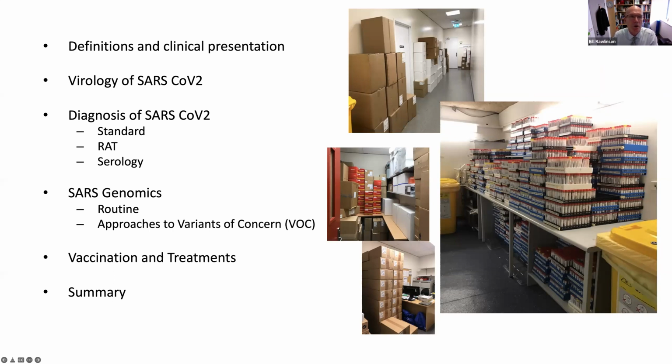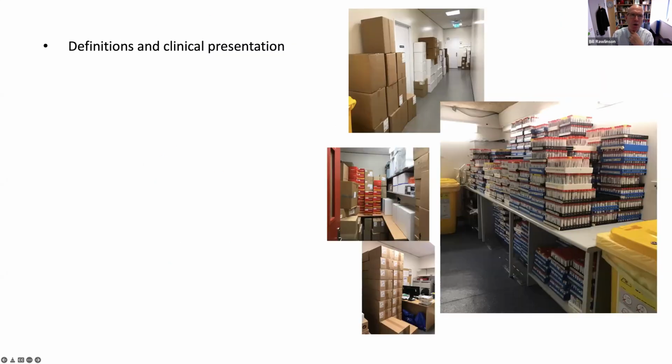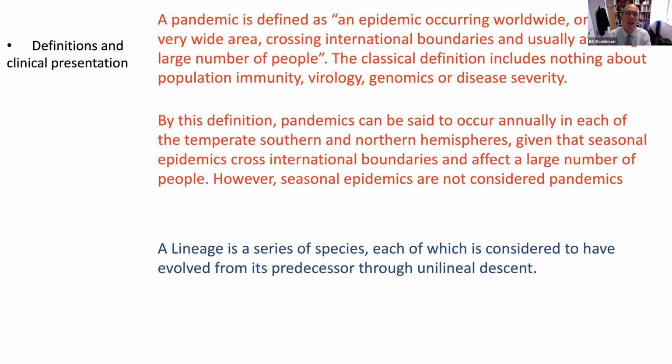So one of the things that's quite important at the start is to talk about definitions. We talk about a pandemic a lot, but really the definition of a pandemic is quite broad. The fact that it crosses international boundaries, the fact that it affects every continent is often used as a pandemic definition. And so really that's what we use. It's quite a broad and simple definition. But bear in mind that things like the virology, the genomics, the disease severity, how immune the population is, none of those really inform pandemics. It's really just involving every continent and lots of people.